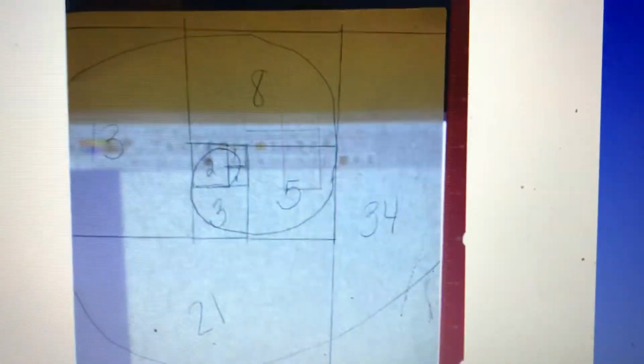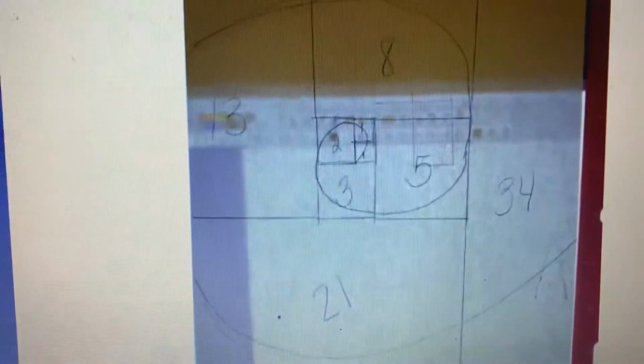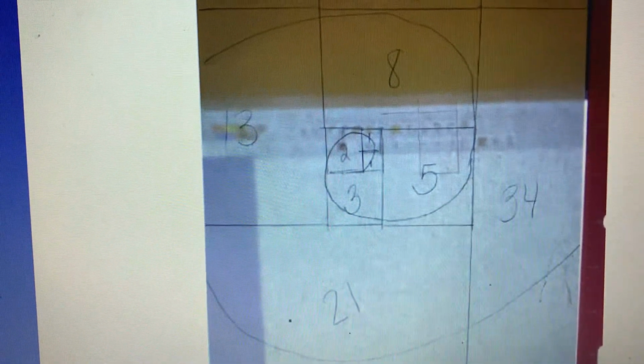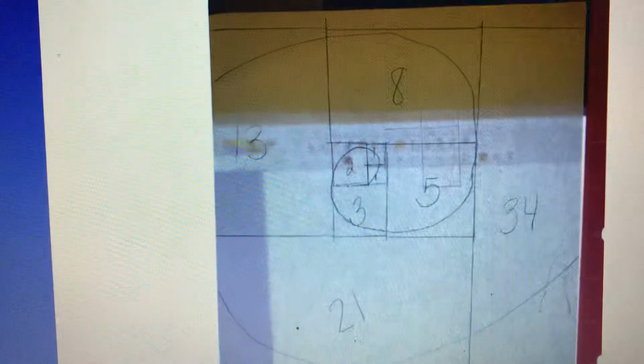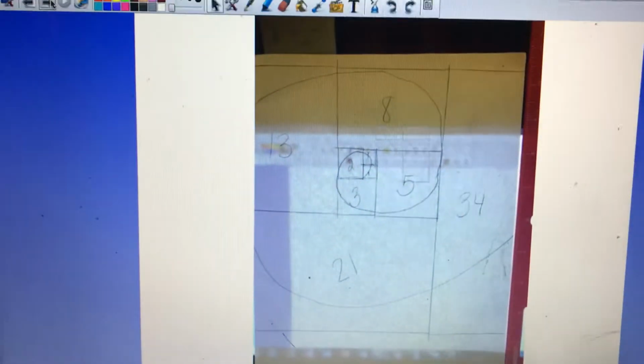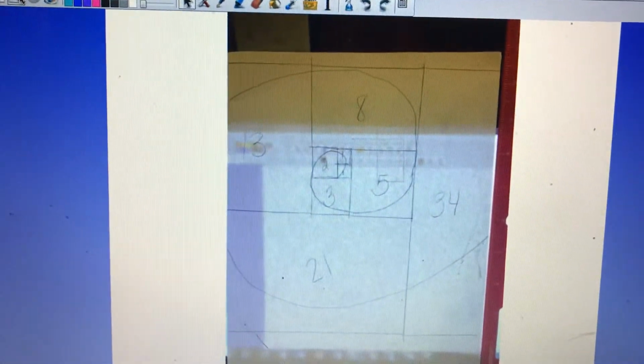So I started with 1, 1, 1, then I went to 2, 3, 5, 8. 13 went off the paper, 21 went off the paper, and 34 went off the paper. And as you can see, I started in the middle and created a spiral that went through, and you can continue it. However, as you can tell, I ran off the paper.